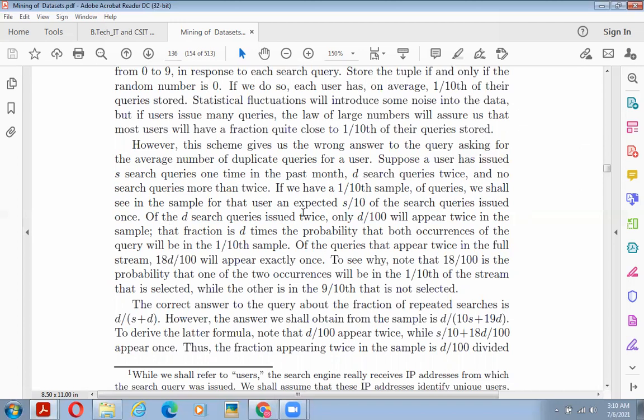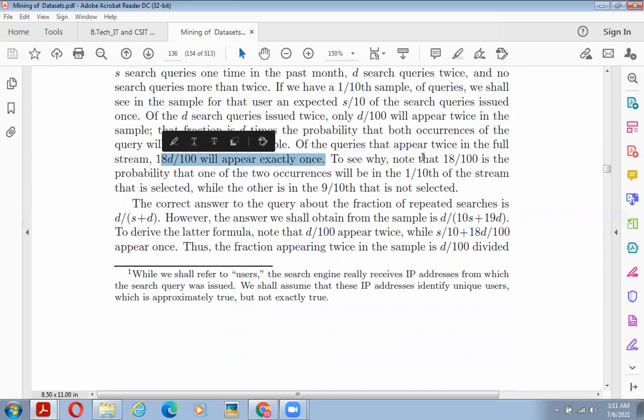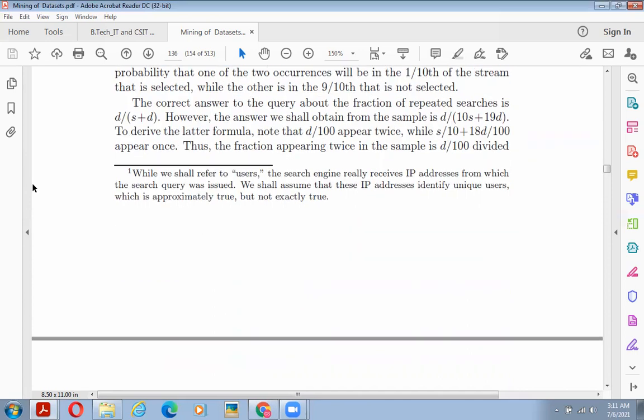Of the D queries searched twice, only D/100 will appear twice in the sample. That is the probability of both occurrences of the query being in the 1/10th sample. So of the queries that appear twice in the full stream, 18D/100 will appear exactly once. See why: note that 18/100 is the probability that one of the two occurrences will be in the 1/10th of the stream that is selected, and the other is 9/10th that is not selected.